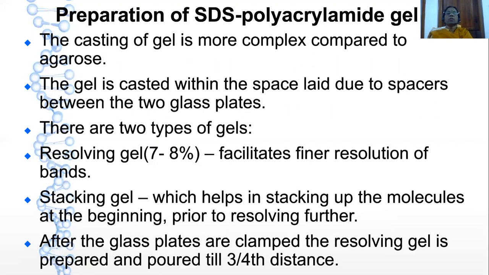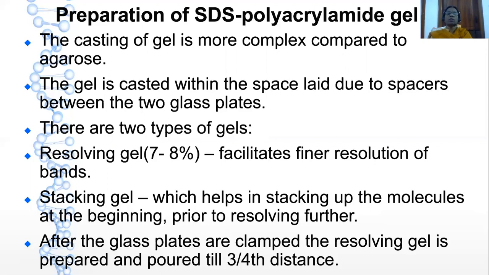Now moving on to SDS polyacrylamide gel. The casting of the gel is more complex compared to agarose because the gel has to be cast within the space created by the spacers fixed to the two glass plates on the three sides. That creates a very narrow space into which we load the gel. There are two types of gels which are necessary for better resolution of our samples.